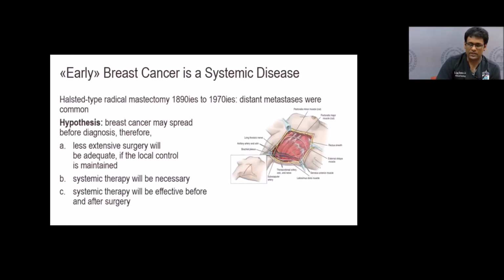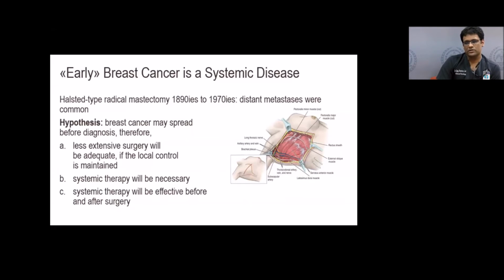So the first thing we must understand is early breast cancer is a systemic disease. We know that because when it was believed to be a local disease, there was the Halsted type radical mastectomy. And despite having done such a radical surgery, the distant metastases were common. That led to the hypothesis that breast cancer must be spreading before the diagnosis. And therefore, if it does spread before that, then you don't have to do such an extensive surgery. A less extensive surgery will be adequate if the local control is maintained. And that has subsequently been proven to be true.